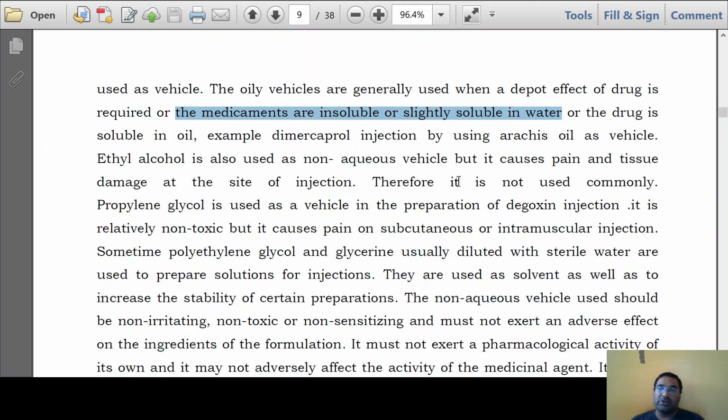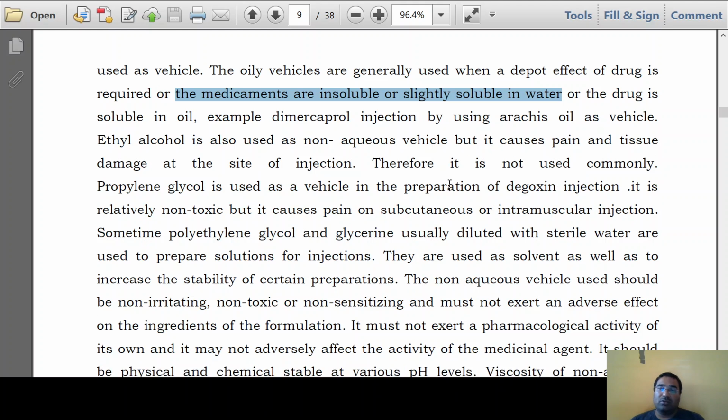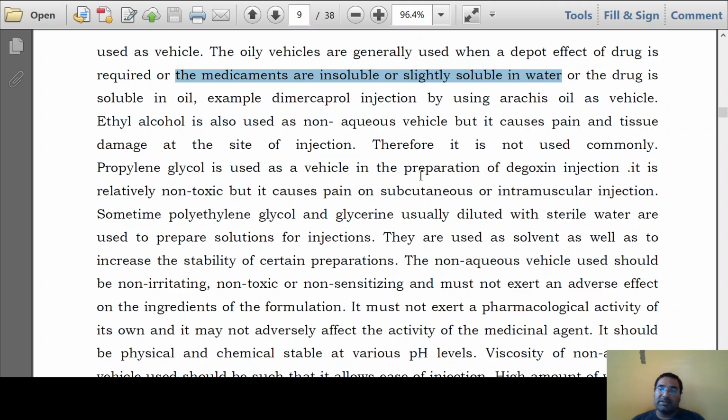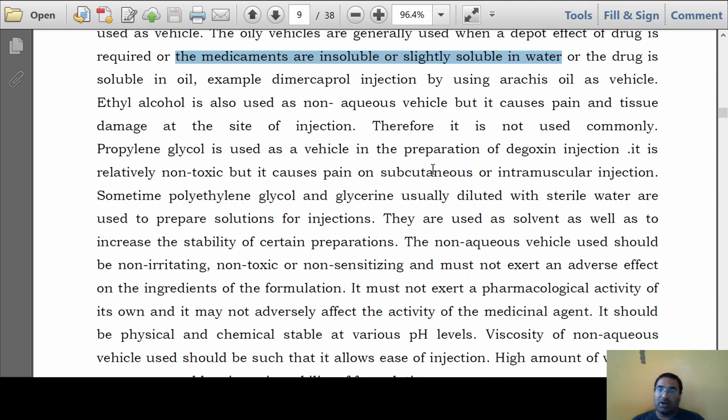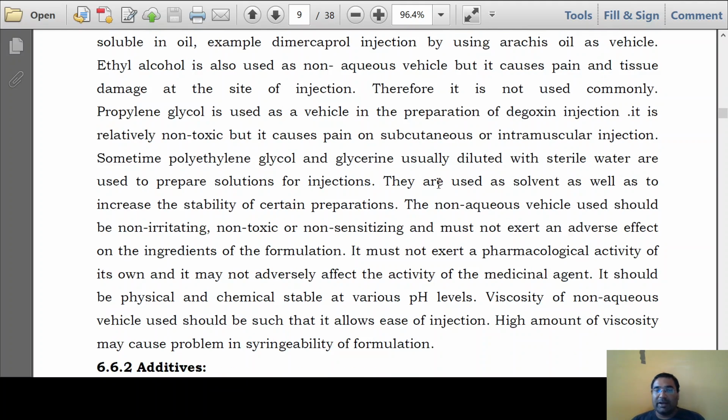If ethanol is used as a non-aqueous vehicle, therefore it is not used commonly. Propylene glycol is used as a vehicle in the preparation of digoxin injection. Propylene glycol is relatively non-toxic, but it causes pain on subcutaneous or intramuscular injection. Sometimes polyethylene glycol and glycerin, usually diluted with sterile water, are used for preparation of solutions for injection. They are used as a solvent as well as to increase the stability of certain preparations.